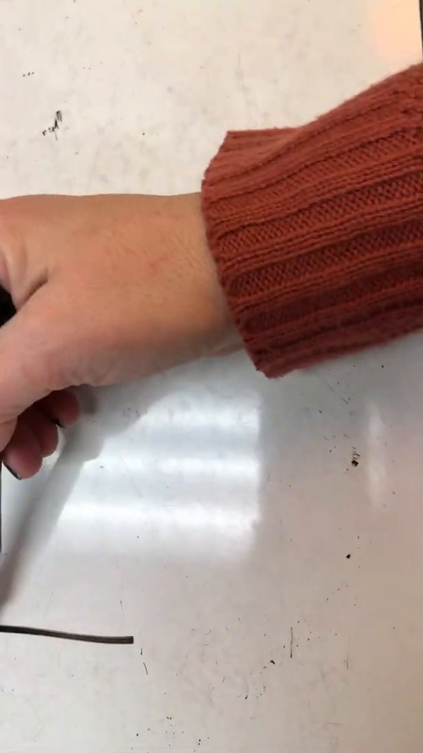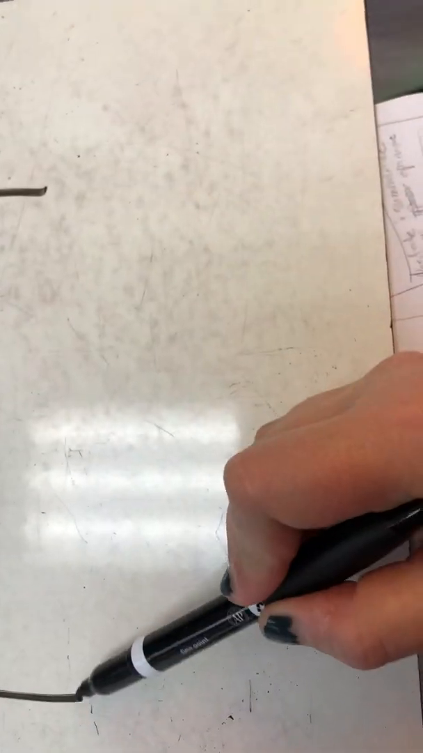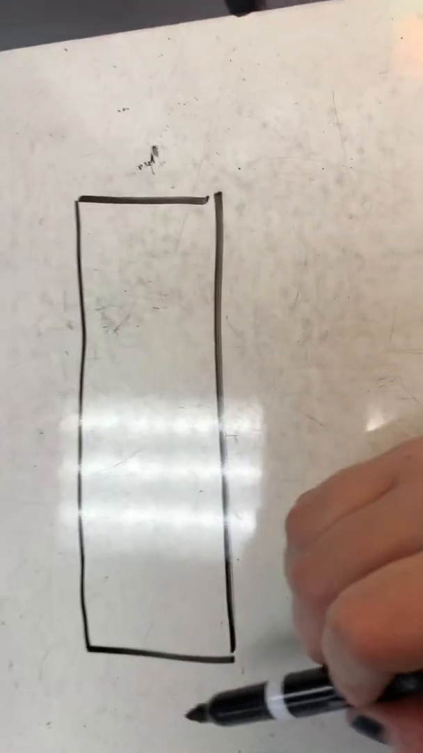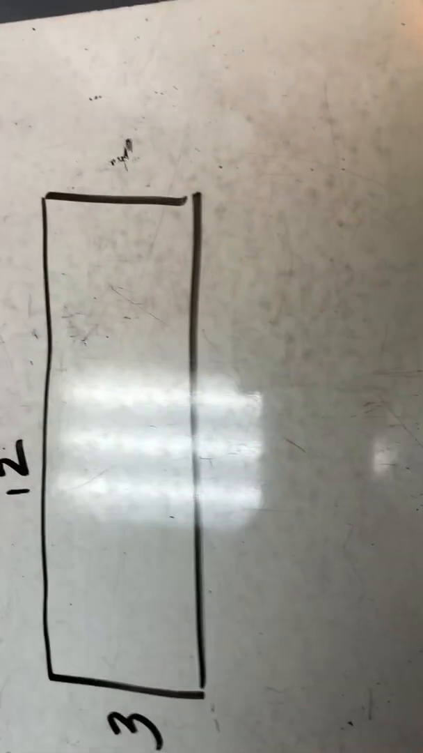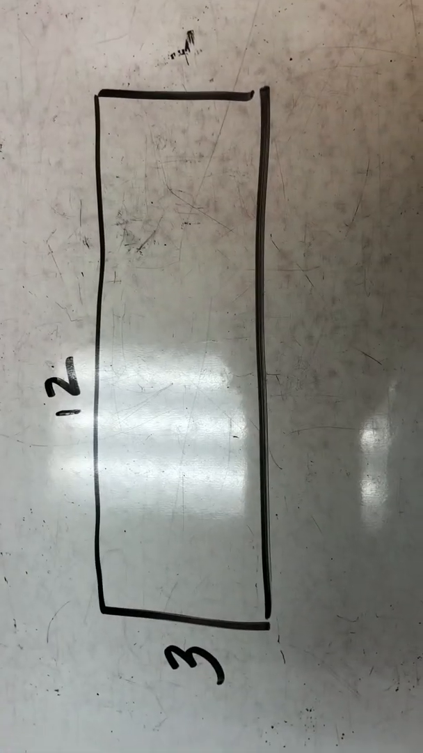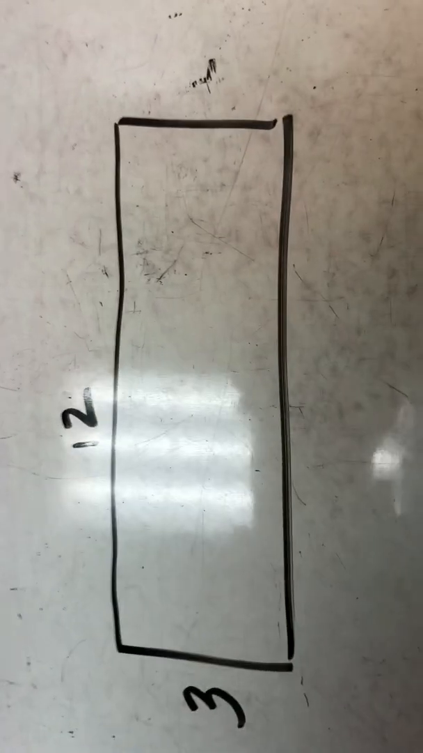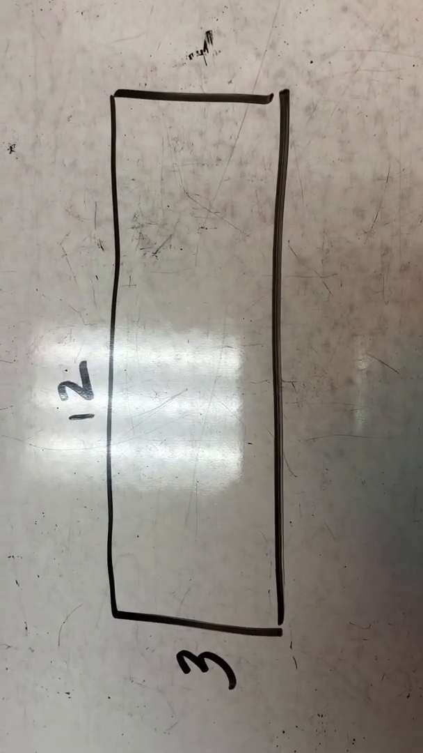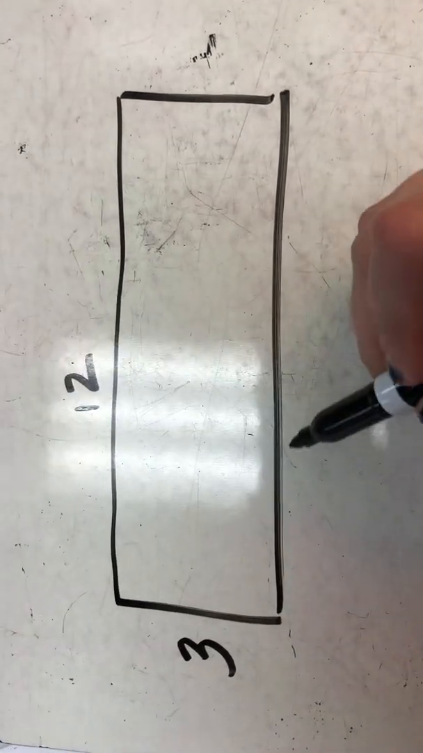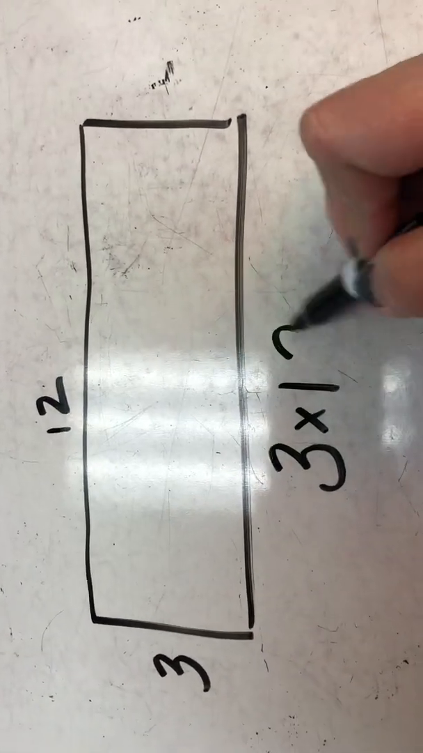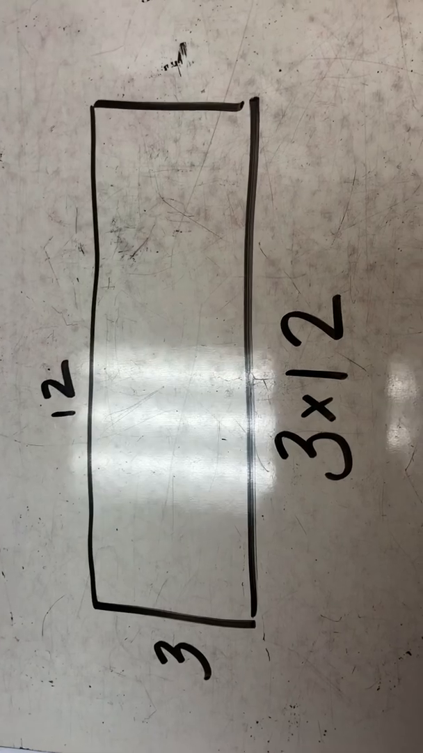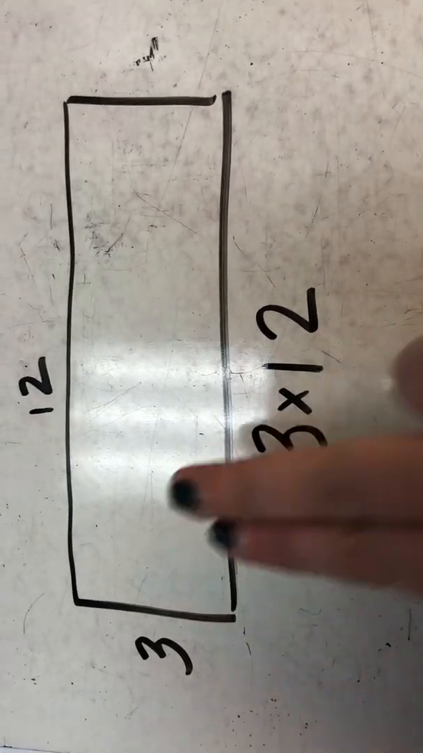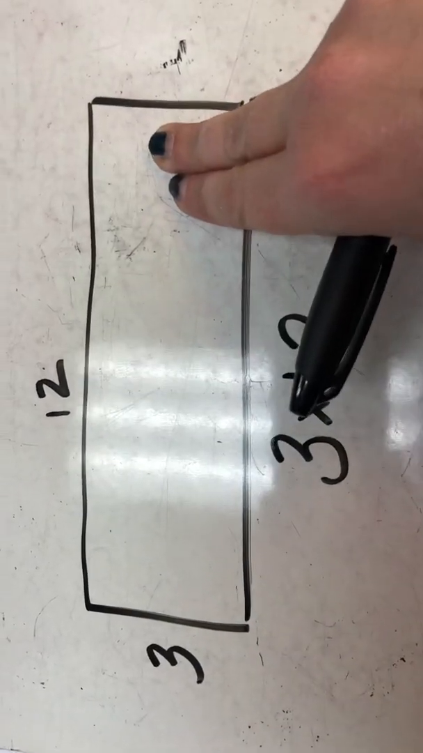Today in your problem set, you're gonna be working on using side lengths to find the area. So if I said this was 3 units, this side was 12 units, you're gonna write an expression to show how to find the area of a rectangle with side lengths 3 and 12. Pause the video and check yourself. Your expression should be 3 times 12. That expression right there will give me the area of this rectangle.